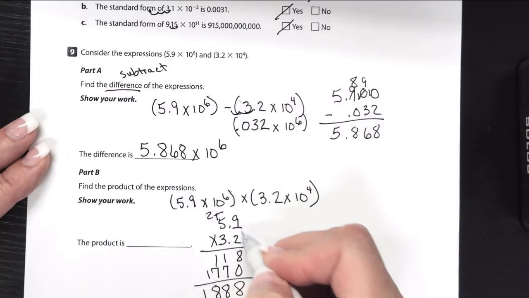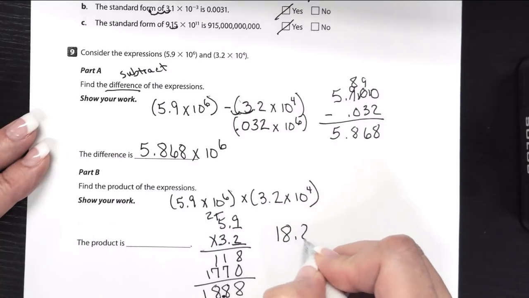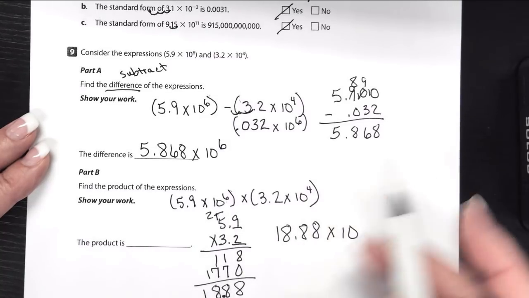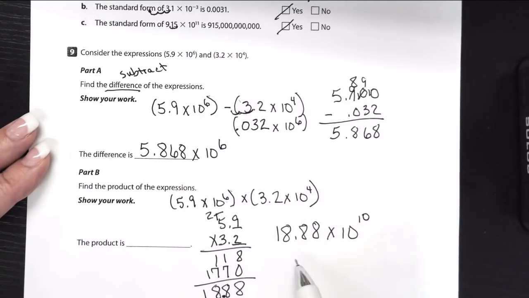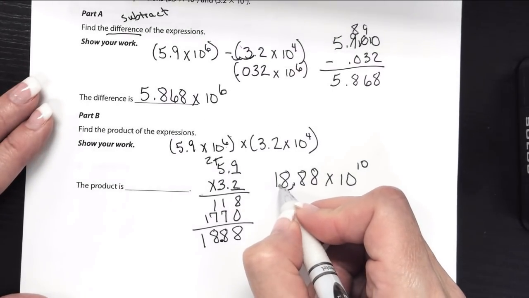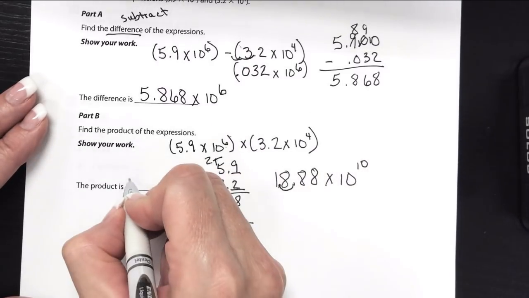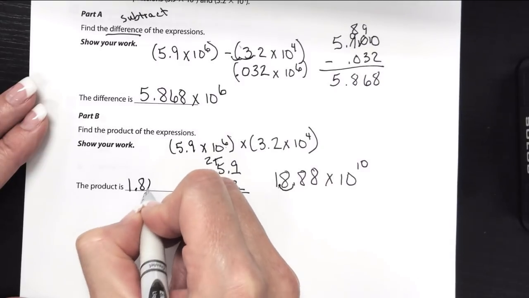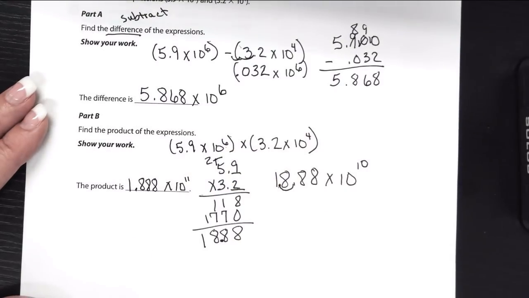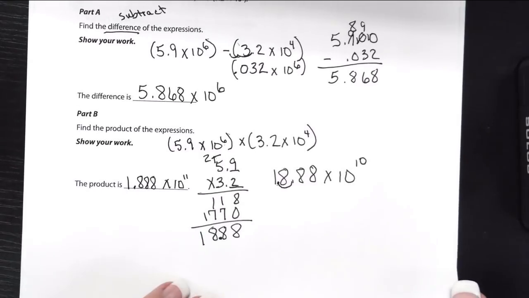And I have 2 places. So I'm looking at 18.88 times 10. We add exponents. Is my decimal in the right spot? No. It needs to move to the left 1 place, and moving the decimal to the left increases your exponent. So I would have 1.888 times 10 to the 11th. So be careful about that. Be sure you leave your answers in scientific notation and written correctly.